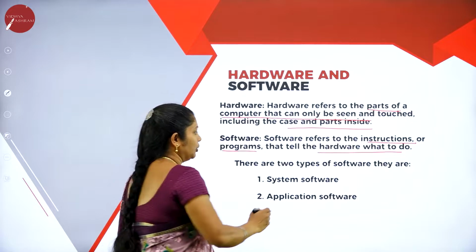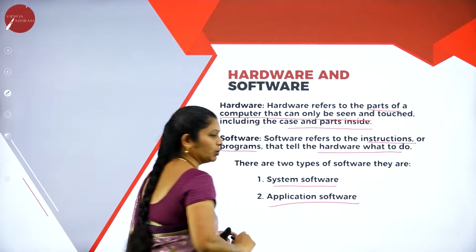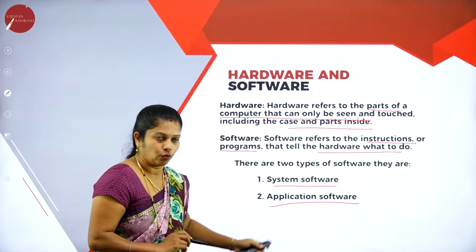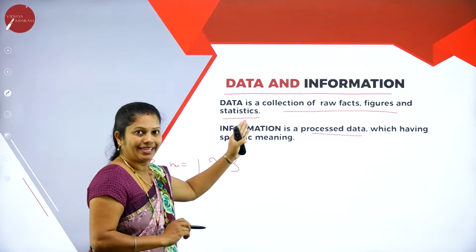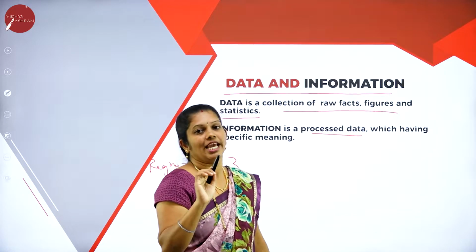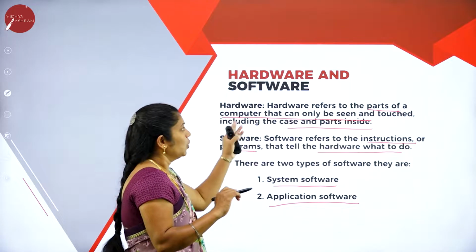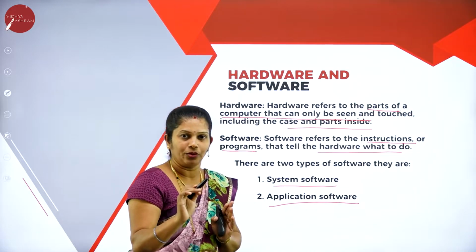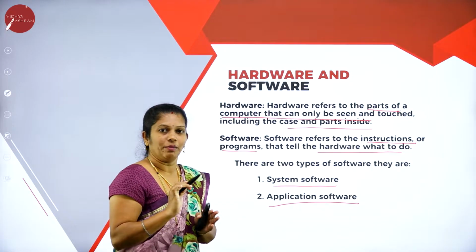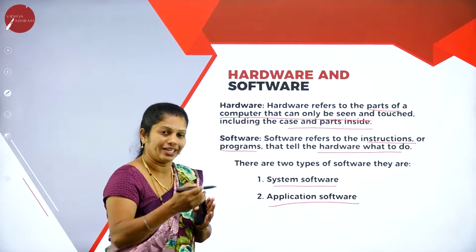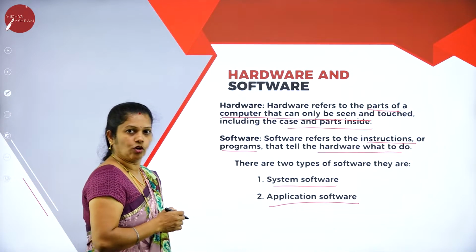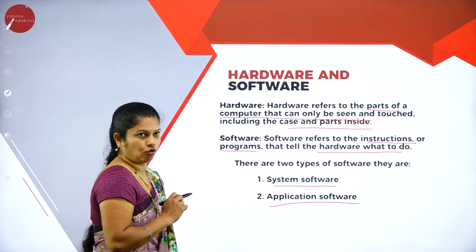When we come to software, there are two types: system software and application software. Now you know what data, information, hardware and software mean. Data is raw facts, figures and statistics. Information is processed data. Hardware is the physical component of the computer that we can touch and feel. Software is a set of instructions or programs which will perform a specific task.